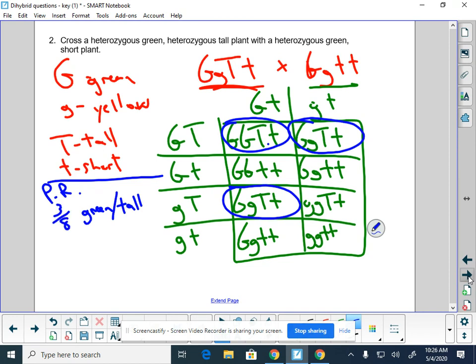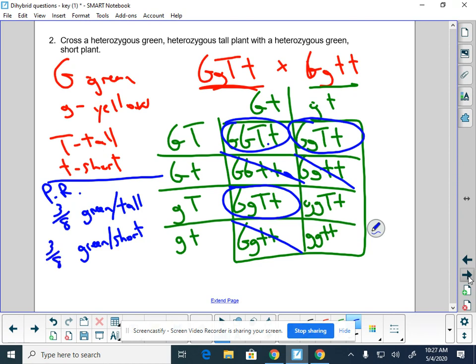Now I'll pick another category. We've got this one here, green and short. So I've got a green and short there, a green and short there, and a green and short there. So that's 3/8 green and short.